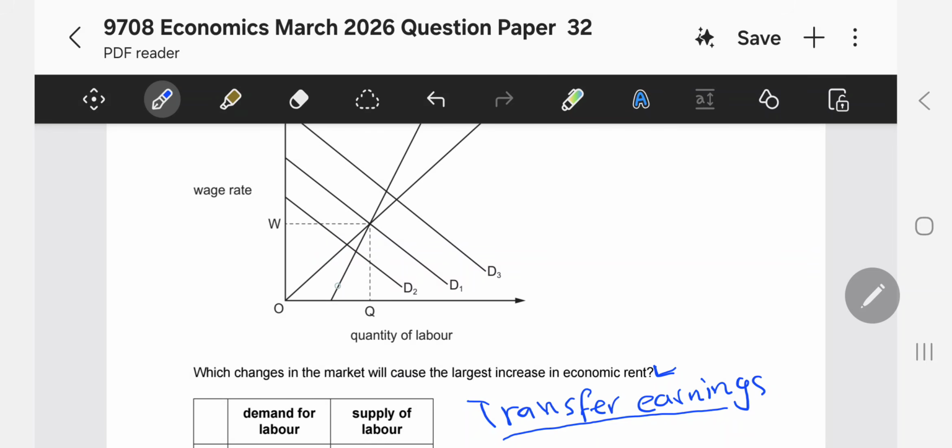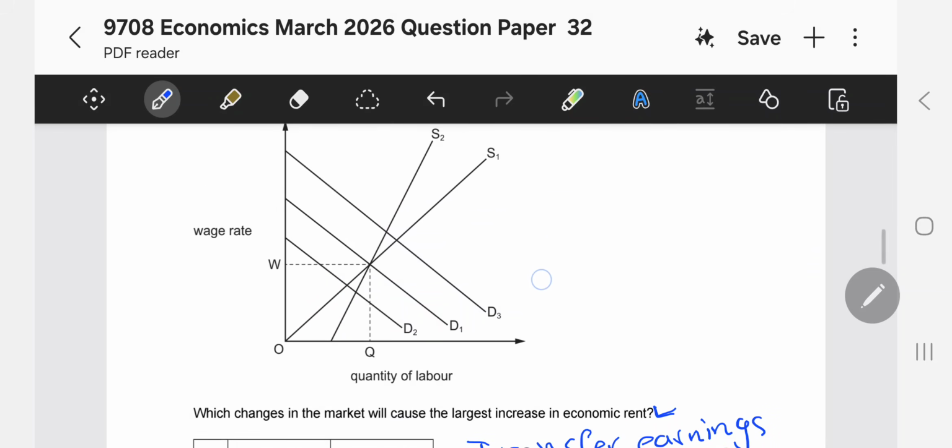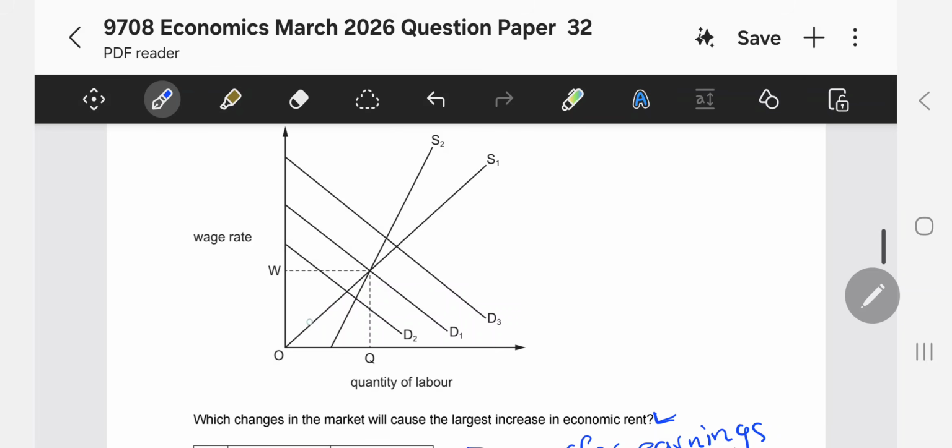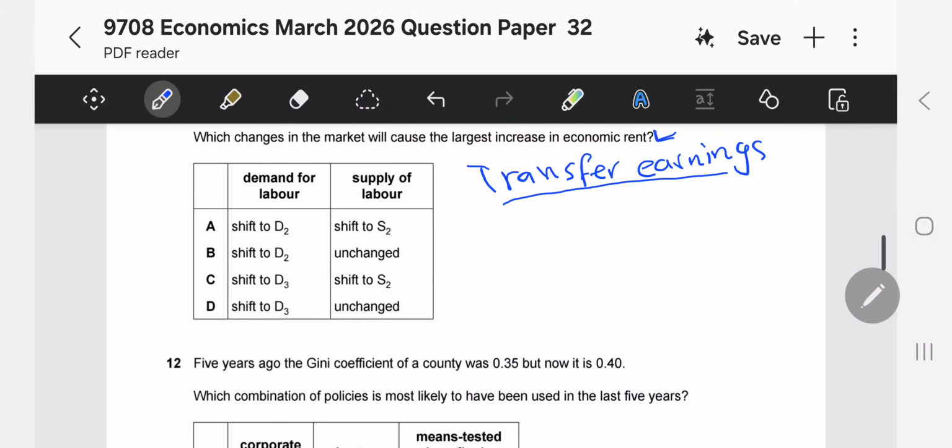So if this supply curve shifts to this, then the area increases by a bit. And that means it's going to increase more if we move to D3. So move to D3, move to S2. Shift to D3, shift to S2. So for 11, I'm going to go with C. Okay, let's go to question 12.